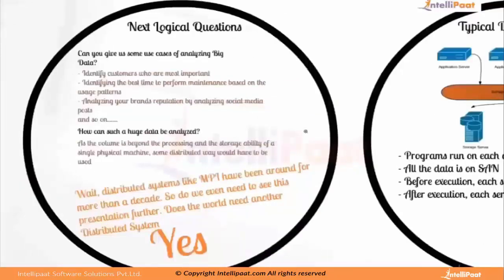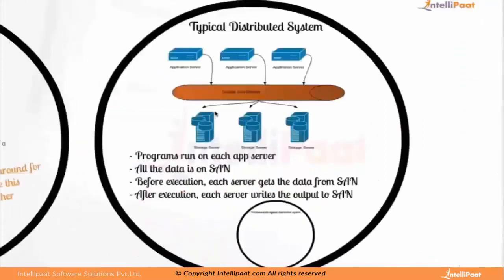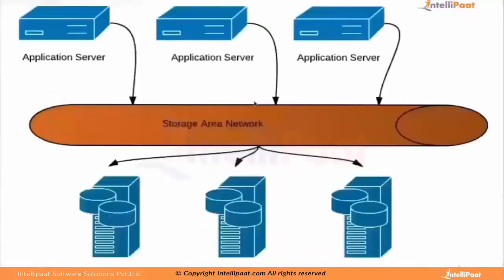So if you really see, you have your application server, you have your storage server. Your data would be stored in a storage area network here. So let's say you had 50 terabytes of data that would get stored in a centralized location like a SAN, and then you would have your app servers: app server 1, app server 2, app server 3. These app servers are operating on data which is on SAN.